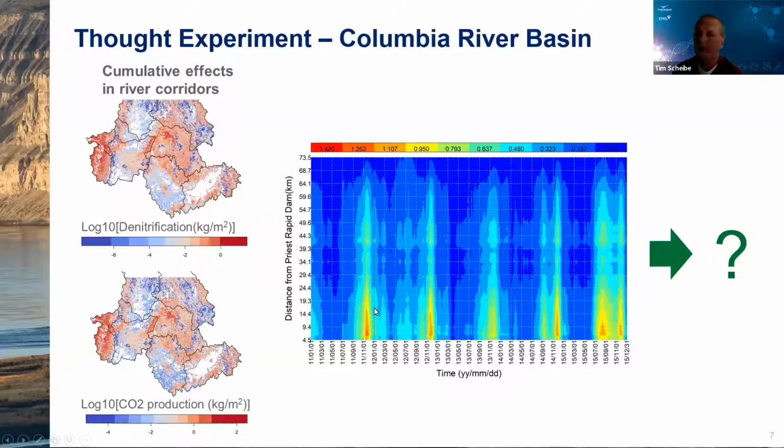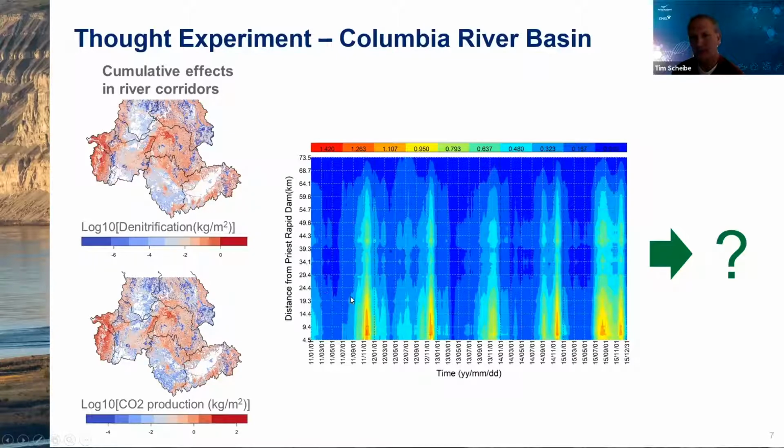And you can see that also leads to changes in river stage, or river water surface elevation, which is what this particular figure represents. This is a time series starting in 2011 through 2015 of the variance in water stage in the river, with the vertical axis being distance downstream of the dam in kilometers.